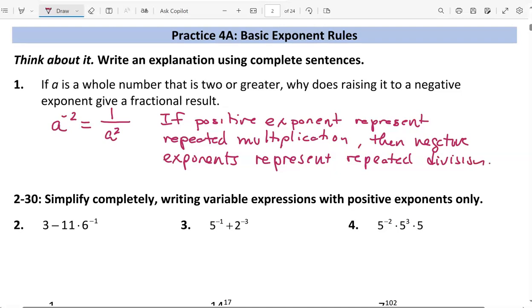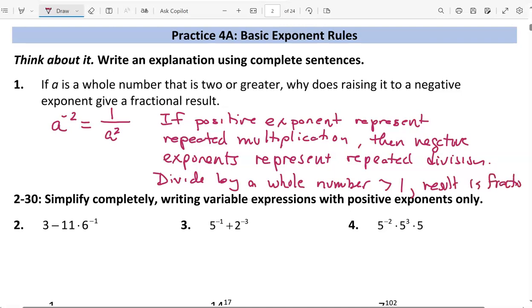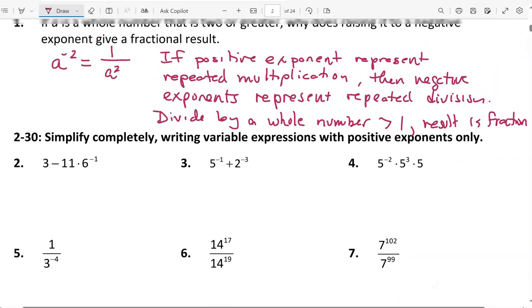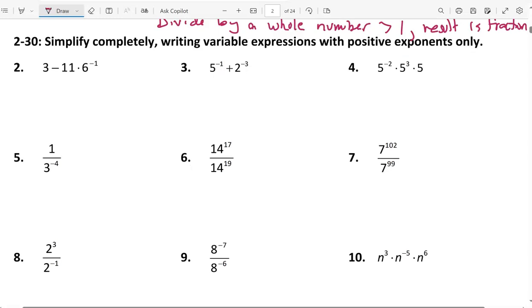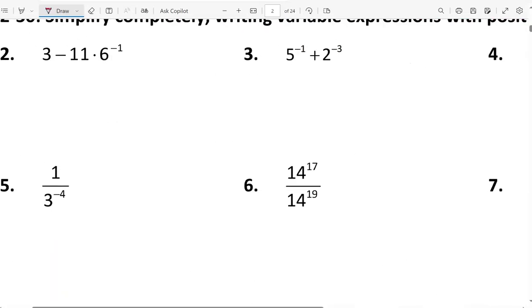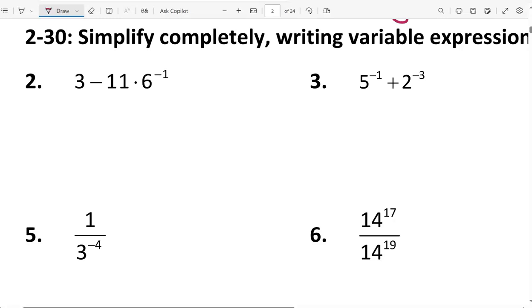When we divide by a whole number that is larger than 1, so I'll just write greater than 1, the result is a fraction. What I mean by that is a proper fraction, a number between 0 and 1. All right, let's take a look at 2 through 30. We're going to follow our order of operations for each of these numeric expressions.